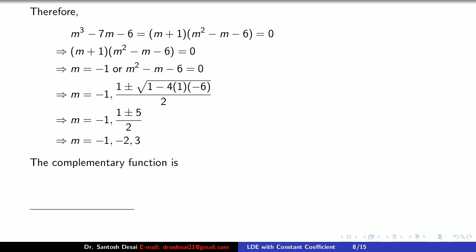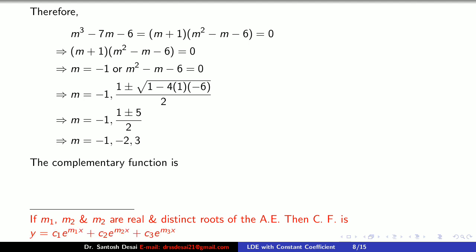Now we know that if m1, m2, m3 are the real and distinct roots of the auxiliary equation, then the complementary function is given by y is equal to c1 e raised to m1x plus c2 e raised to m2x plus c3 e raised to m3x. So using this rule, the complementary function is CF is equal to c1 e raised to minus x plus c2 e raised to minus 2x plus c3 e raised to 3x. We get the complementary function.